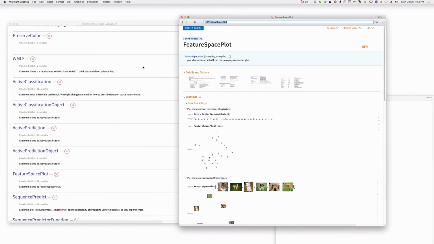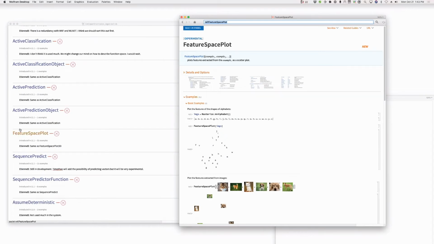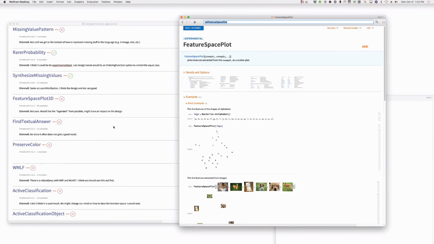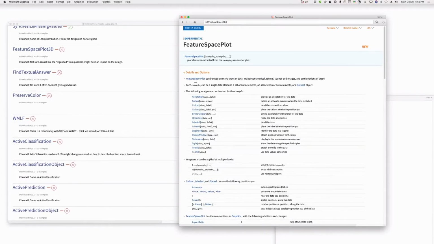Or I thought I saw it. Oh, I don't see it here. Oh yeah, no, it was. I saw it. Oh, yeah, there it passed. According to the version it was introduced in, Feature Space Plot 3D came in 11.3. Okay. Well, that's an issue because this is a major, widely used function, so it should not be staying experimental.